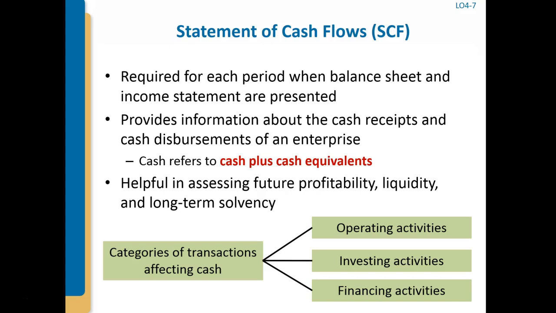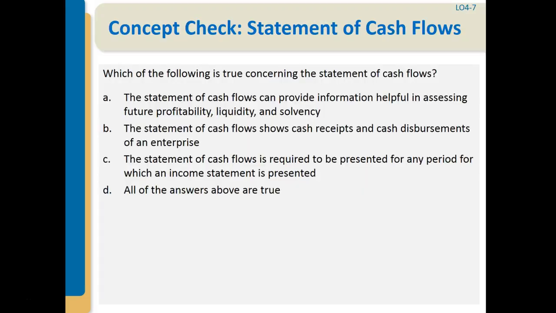A list of cash flows is more meaningful to investors and creditors if they can determine the type of transaction that gave rise to those cash flows. The statement of cash flows classifies all transactions affecting cash into one of three categories: operating activities, investing activities, and financing activities. So let's look at a question here.